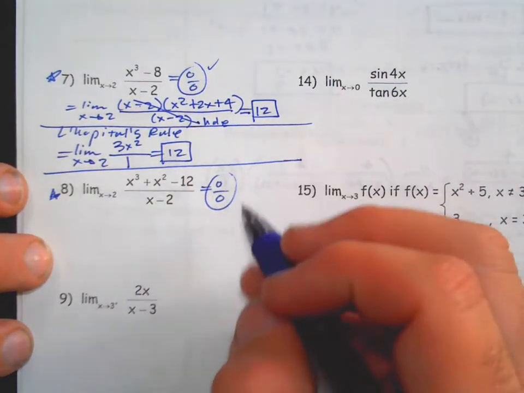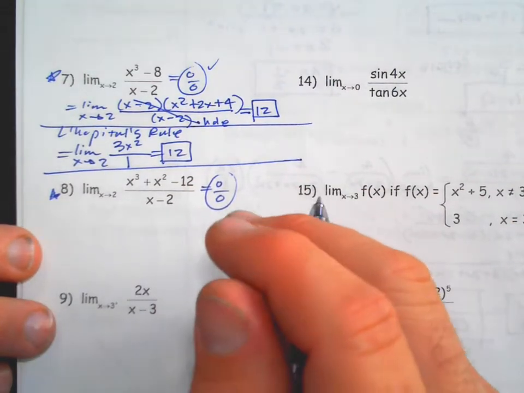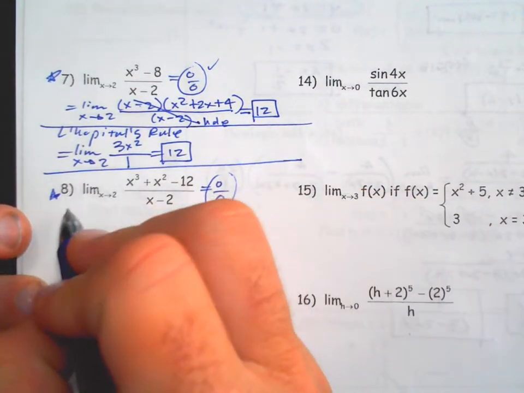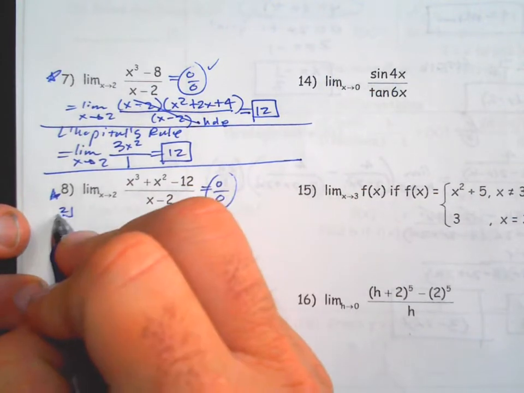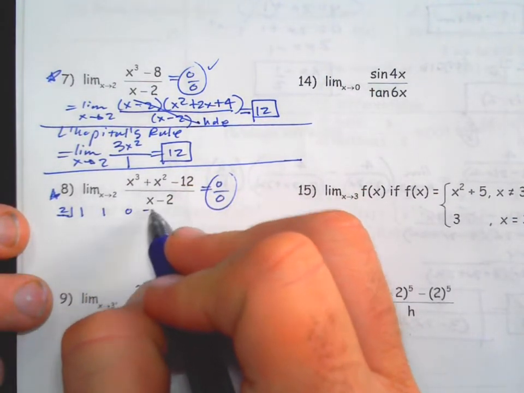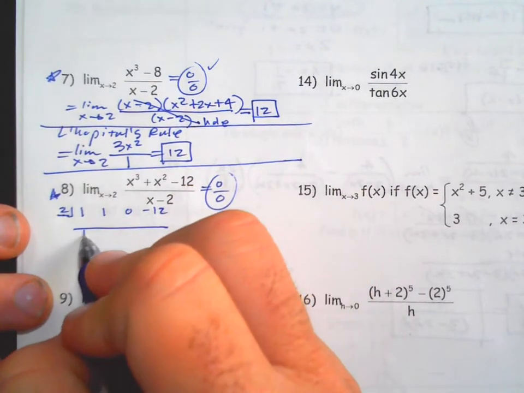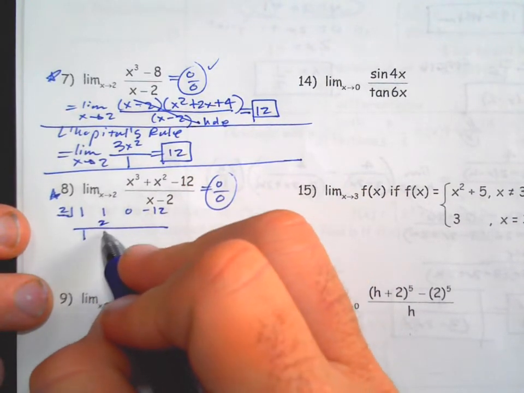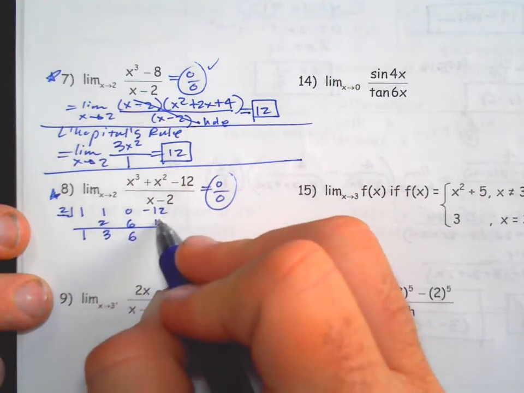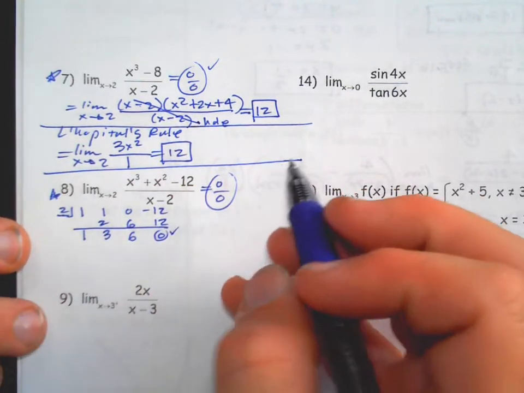If you don't get this, then all these other strategies don't even make sense. Now, I think we need to do a little synthetic division here to get this x minus 2 out of here. 1, 1, 0, negative 12. Drop the first number, multiply by 2, get 3, add, multiply by 2, add, multiply by 2, add. You should get a 0 at the end, otherwise something's wrong.